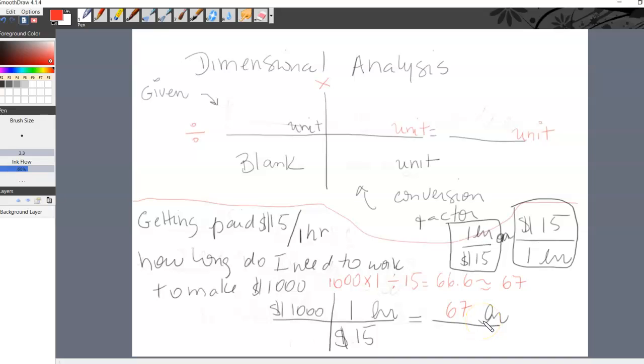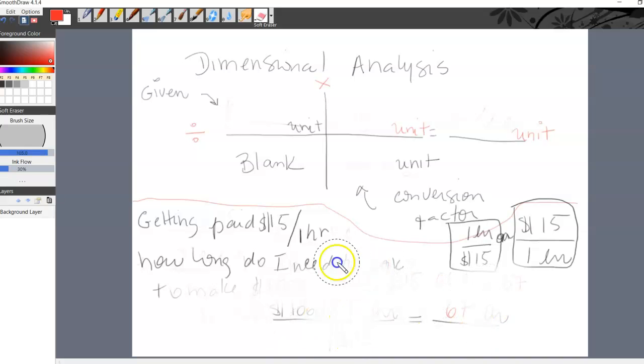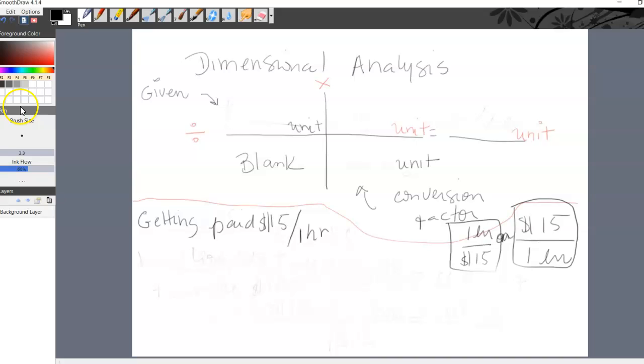Let's see. Let's do one more and then we're going to call it a day. Still continuing with this.